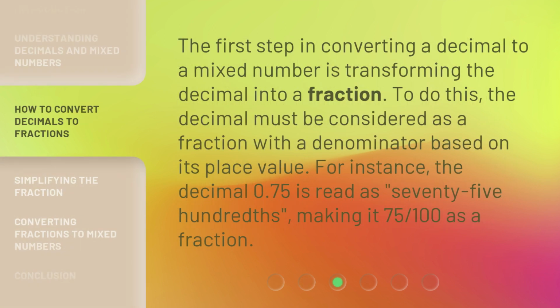The first step in converting a decimal to a mixed number is transforming the decimal into a fraction. To do this, the decimal must be considered as a fraction with a denominator based on its place value. For instance, the decimal 0.75 is read as 75 hundredths, making it 75/100 as a fraction.